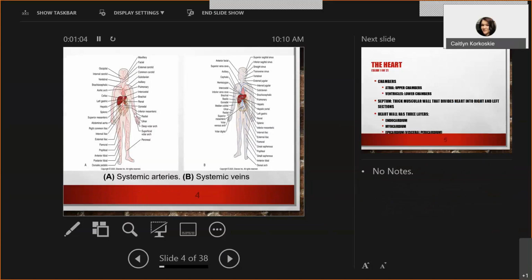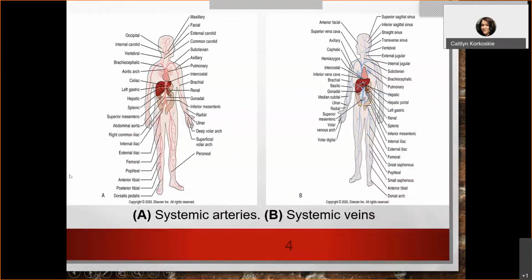Well, that's not as big as I thought it was. Let me turn off presenter view for a second to make that a little bit bigger.